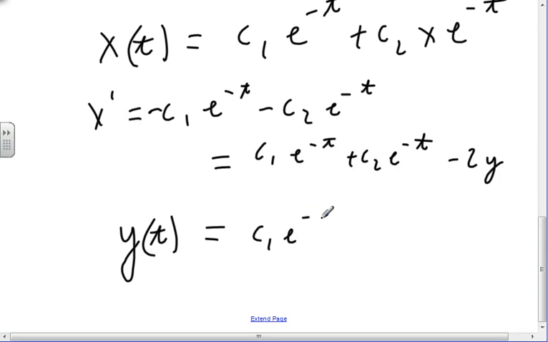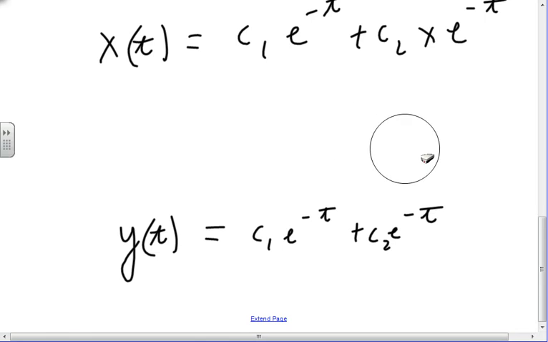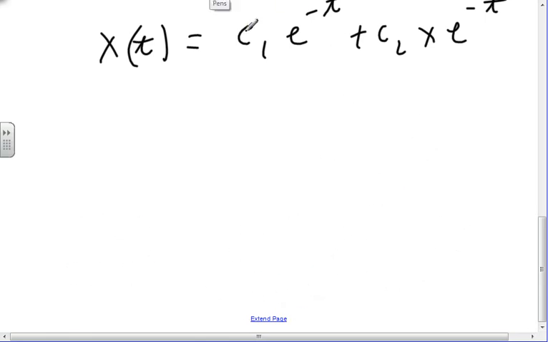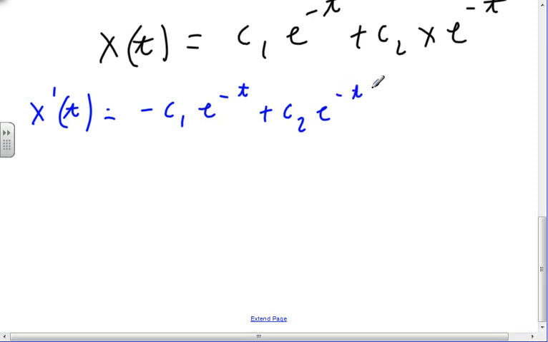c1 e to the minus t plus c2 e to the minus, oh, bummer. How much do I need to erase? All the way back to there. Alright, as I was saying, x prime of t is minus c1 e to the minus t plus c2 e to the minus t minus c2 x e to the minus t. Okay, that's what I meant to say. I just didn't say it the first time.